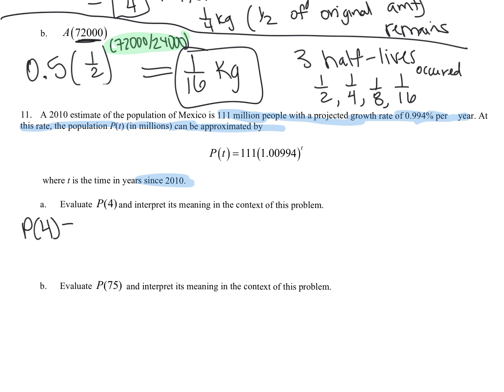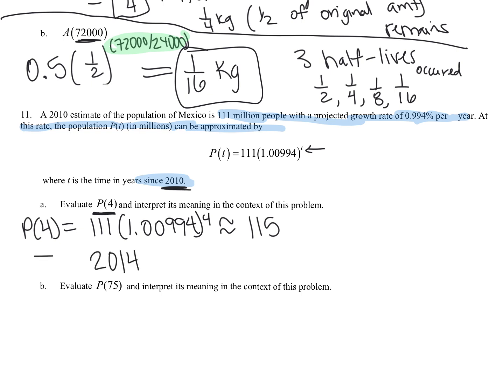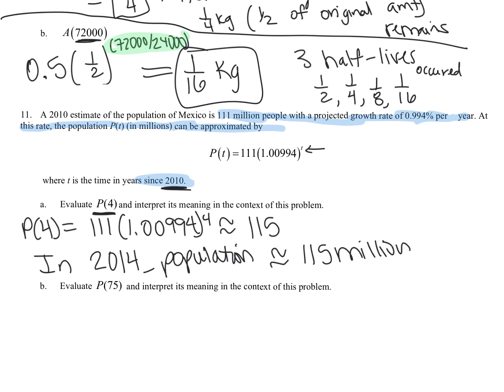So P at 4, we're just going to take 4 and plug it in for T. And whenever I do this, I get approximately 115. What this means is that since we're finding P at 4 and we're starting in the year 2010, we are talking about the year 2014. So in 2014, the population would be approximately 115, and since it's million people, it's going to be in millions.